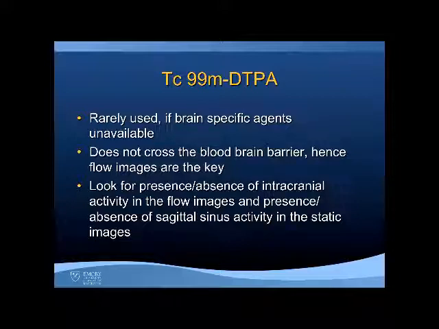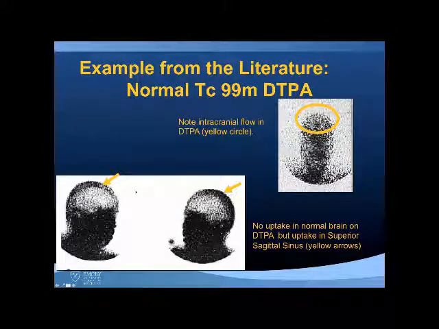I am going to show you some examples from the literature. I do not have any cases using DTPA for a brain death study, so let's look at some examples from the literature. In the flow study, there is intracranial flow present, as you can see here. However, in the uptake part, we don't see any uptake in the normal brain parenchyma. However, there would be uptake in the sagittal sinus. So for DTPA, you would only see intracranial tracer in the flow images, but no intracranial tracer in the uptake or later static images.